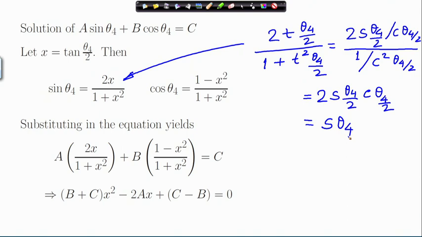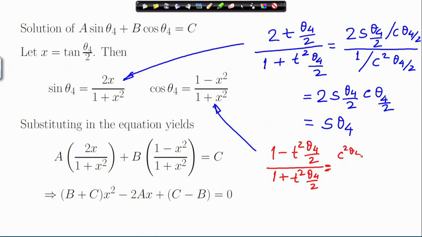In a similar manner, this is cos theta 4. If I look at the right hand side, then 1 minus tan square theta 4 by 2 divided by 1 plus tan square theta 4 by 2. Now, again I write tan theta 4 by 2 as sin theta 4 by 2 divided by cos theta 4 by 2. So, in the numerator I have cos square theta 4 by 2 minus sin square theta 4 by 2 divided by cos square theta 4 by 2, and on the denominator I will also get 1 by cos square theta 4 by 2. So, this becomes 1. Now, cos square theta 4 by 2 minus sin square theta 4 by 2 is cos theta 4.